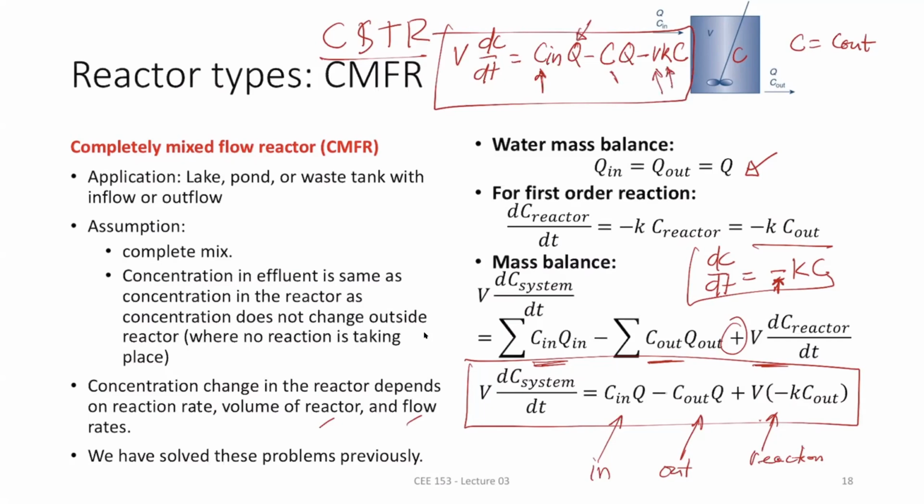The rate constant is given. The only thing that's missing here is the C. To solve for C, you have one equation and one unknown, so you can solve it. And that's basically differential equations. So we'll learn how to solve it.